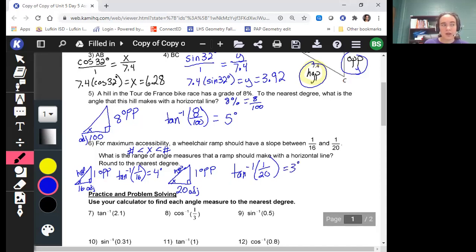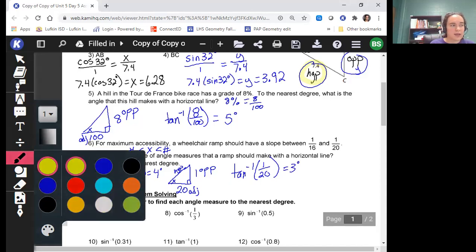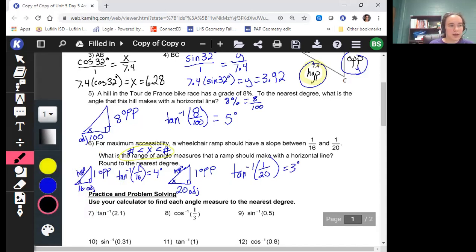But we're not finished because it asked us for a range. So our range, remember, smallest value on the left, 3 degrees is less than x, is less than our higher value to the right of 4 degrees.